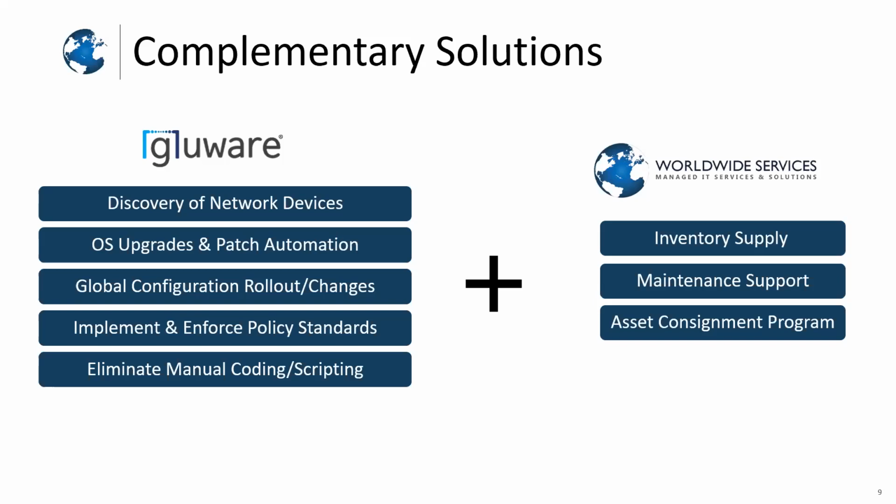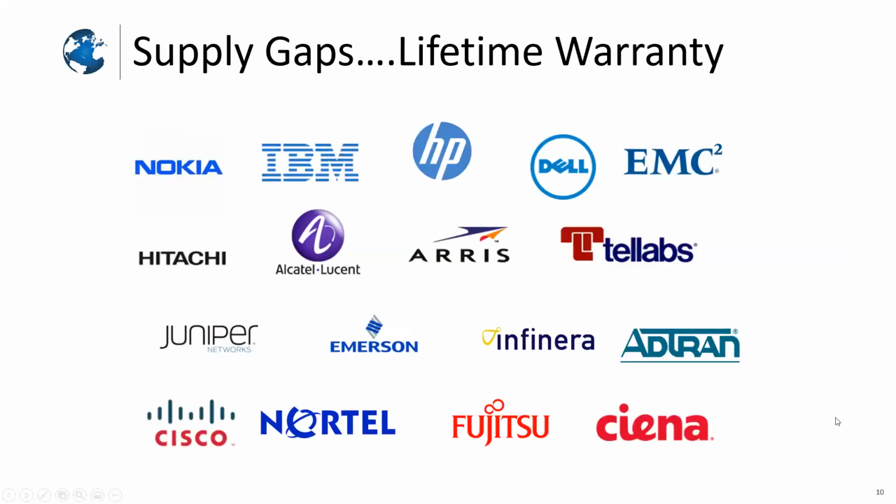And then the last thing is Glueware just discovered that there's a ton of surplus equipment that I didn't even know about. What am I going to do with it? Well, give it back to Worldwide Services and they can sell it off to one of their many customers. So it's a unique partnership where we complement each other to find out what's in your network, and then where do we go with it. So that's the first slide. Mike, you want to hit the next one?